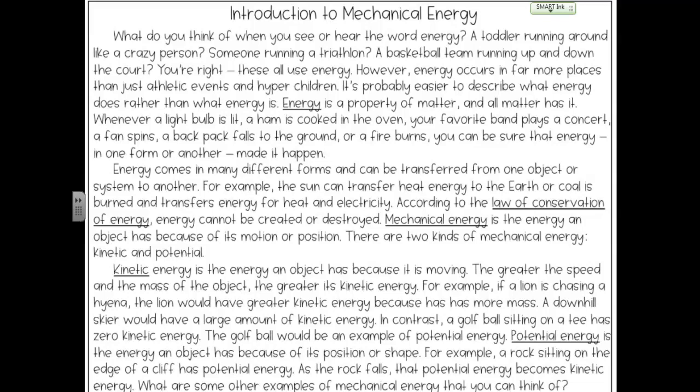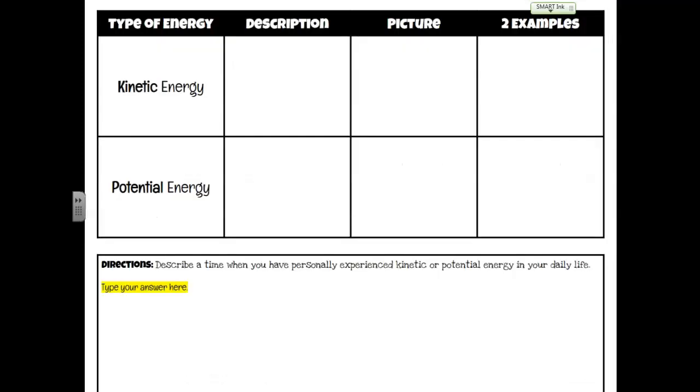Potential energy is the energy an object has because of its position or shape. For example, a rock sitting on the edge of a cliff has potential energy. As the rock falls, that potential energy becomes kinetic energy. What are some other examples of mechanical energy that you can think of?